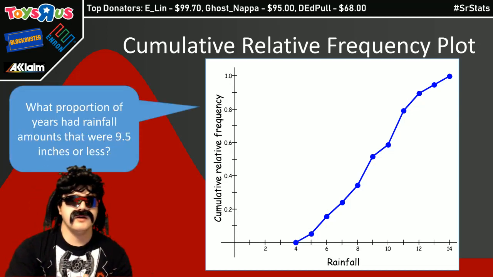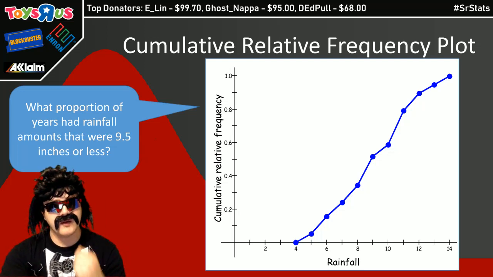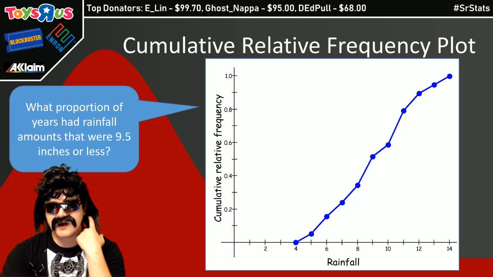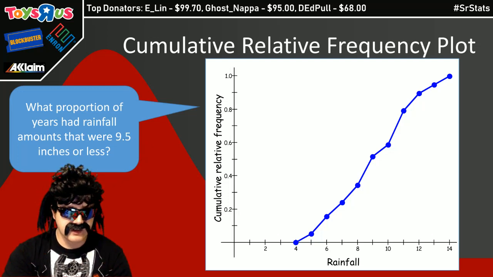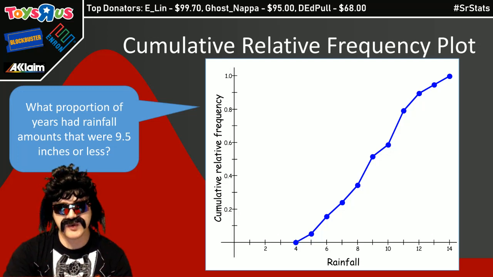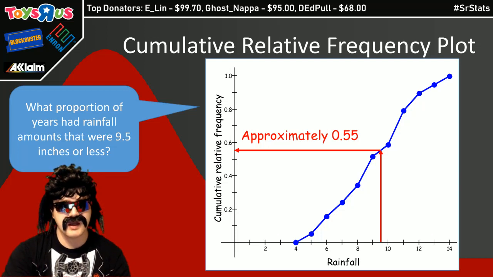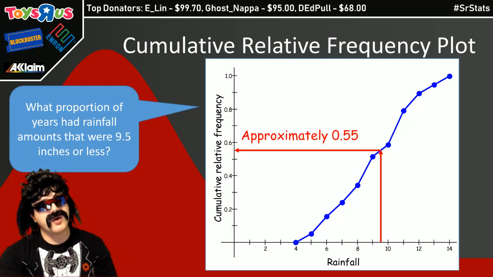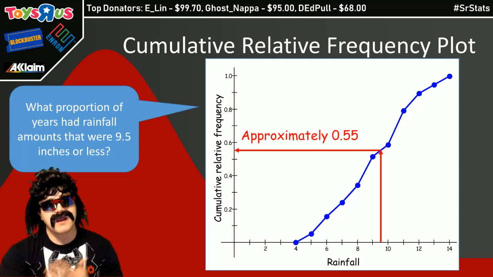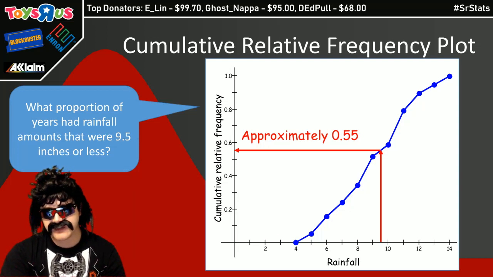One of the questions that might be posed is, what proportion of years had a rainfall amount of 9.5 inches or less? The way we do this is we go to 9.5 inches on our rainfall axis. We draw the line up, and then if we go over, we can see how often that happens. And that's approximately 0.55, so 55% of the time.